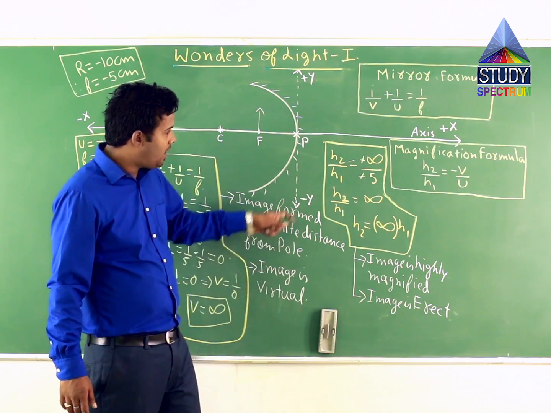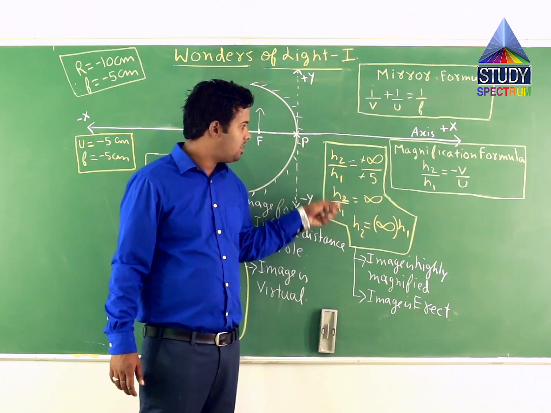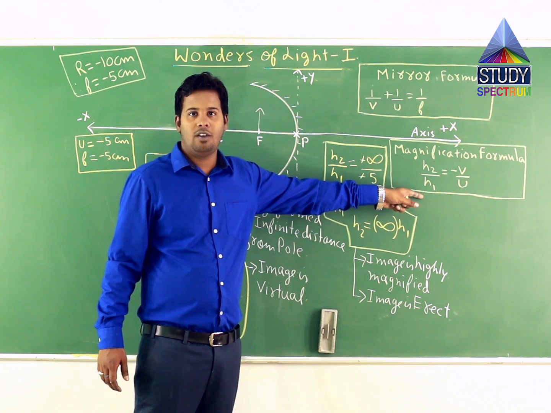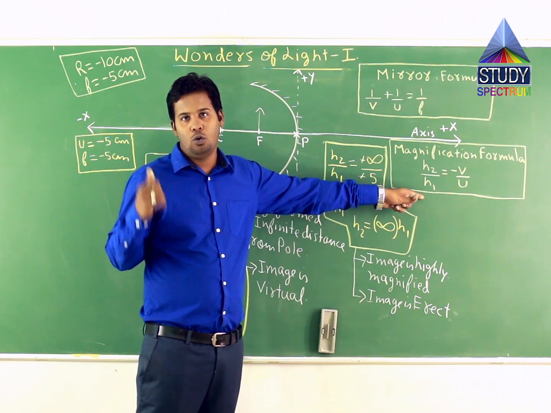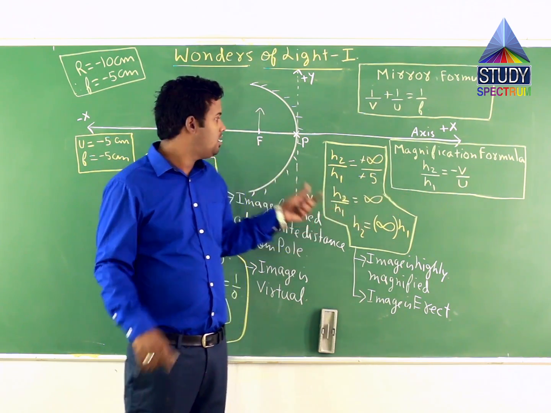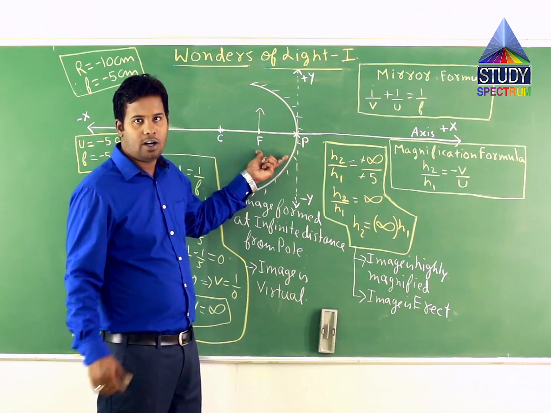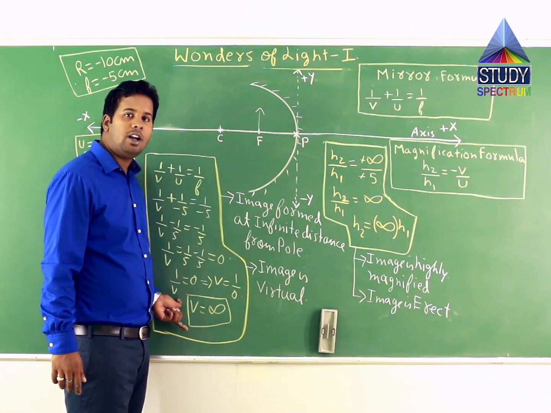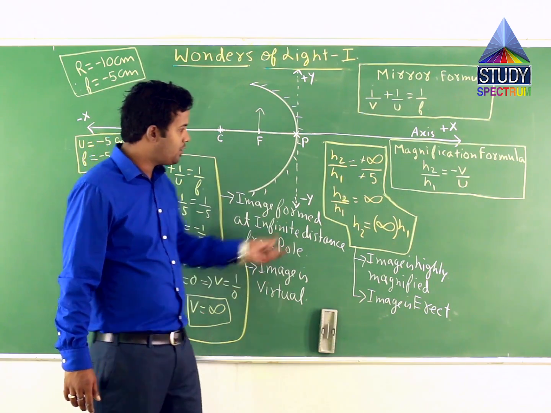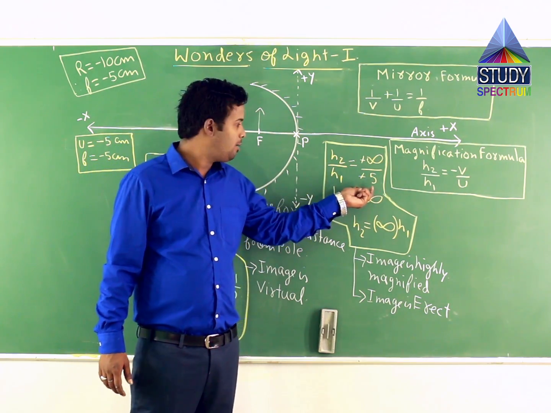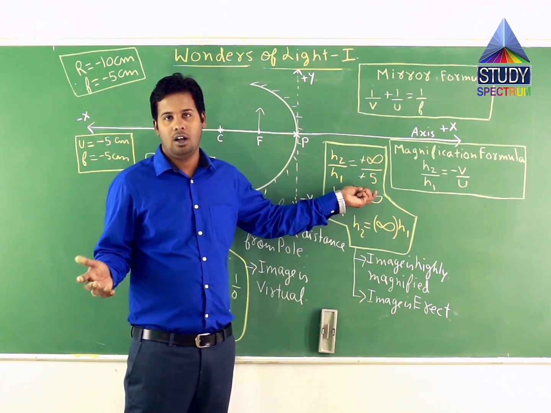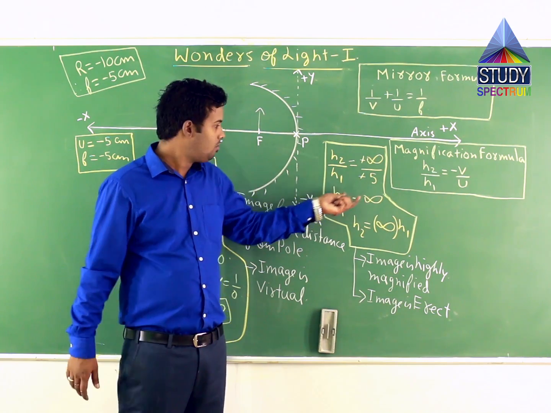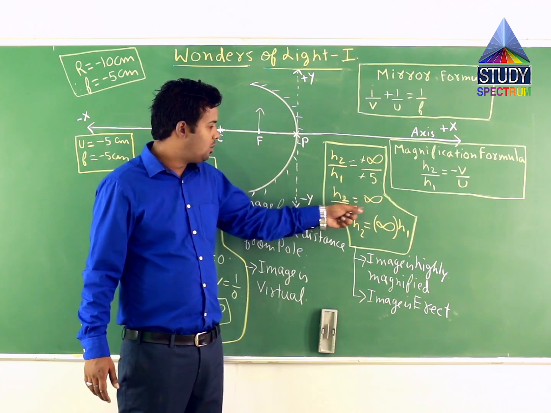Correct? And by using the magnification formula, that is h2 by h1 is equal to minus v by u, and by substituting the values of v and u we have considered, that is the distance of object from pole, that was -5 centimeter in this case. We have calculated v as infinite distance or infinity. We have substituted here, and infinity upon any number is infinity itself, like I have explained by taking the case of ocean. So h2 by h1 is equal to infinity.